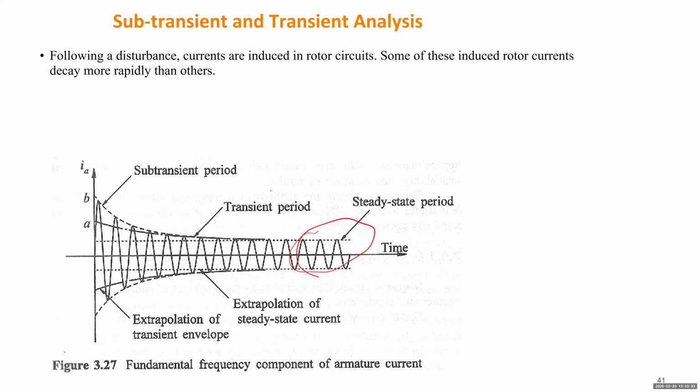But if you take a look at a short period right after the contingency, you will see the waveform decline. And you can further partition that period right after the disturbance into two periods. The first one is called the sub-transient period, which is much shorter. And the second one is longer, which is the transient period. Okay, so how do we differentiate those periods?